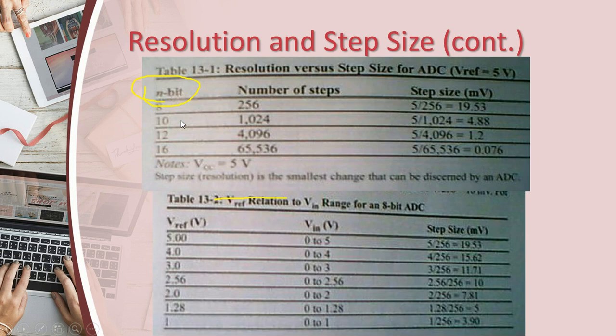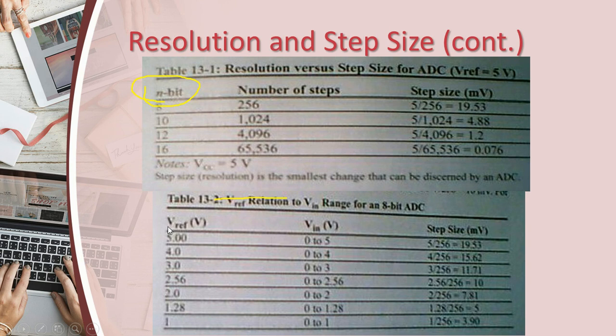What is the answer? Here is the answer. You have the number of bits: 2 to the power of 10, so 10 bits. Then if it is 5 volt, you will have 4.88 millivolt for every step. This is the table. For example, maybe the reference voltage is 5 volt. Then you can directly calculate this one.